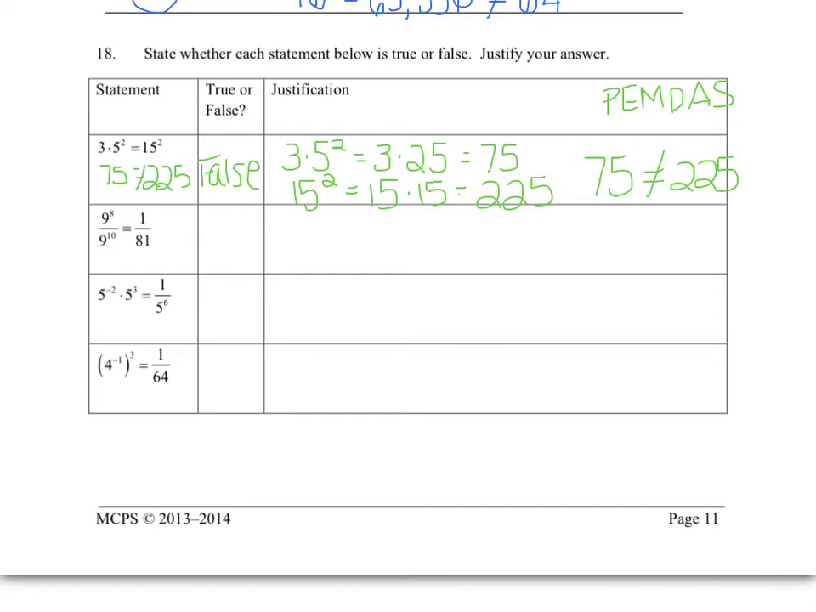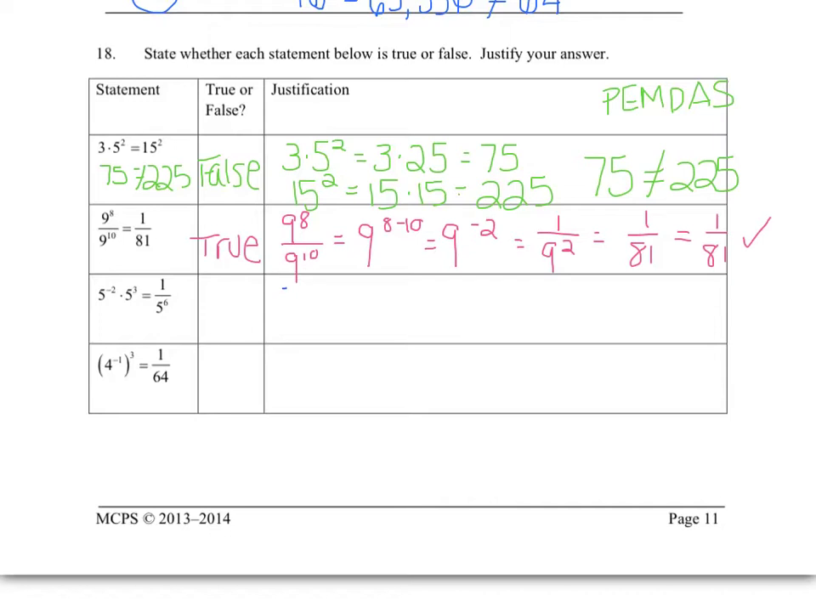9 to the 8th divided by 9 to the 10th equals 1 over 81. So we have 9 to the 8th divided by 9 to the 10th. And one of our laws of exponents says if we have the same base, we keep the base, and if we're dividing, we subtract the exponents. Well, 9 to the 8 minus 10, that's the same thing as 9 to the negative second power. And every time I have a negative exponent, I take the reciprocal of that and make the exponent positive. So 9 to the negative second equals 1 over 9 squared. Well, 9 squared is 81, and I've got 1. So does 1 over 81 equal 1 over 81? Yes. So this must be true.